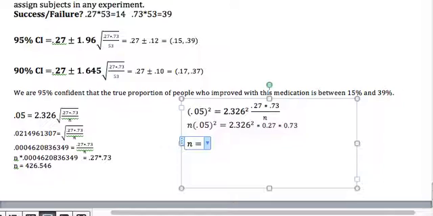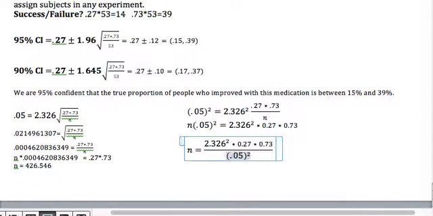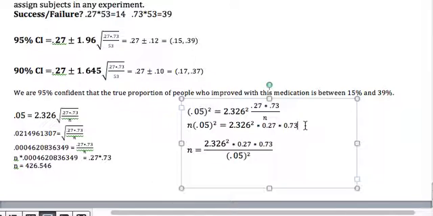N equals, and I'll have a fraction. And on top will be all this stuff. And on bottom will be 0.05 squared. You guys got me? Stick that in your calculator. Just do me a favor and make sure that you get the same answer that we did. I'm going to do it too.